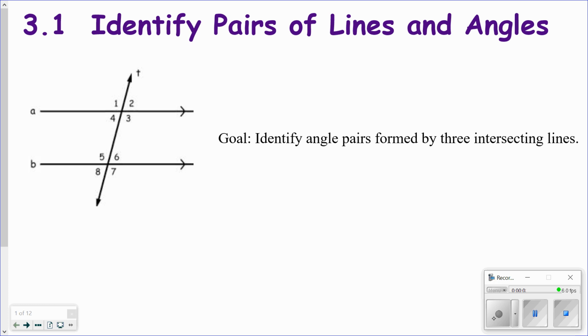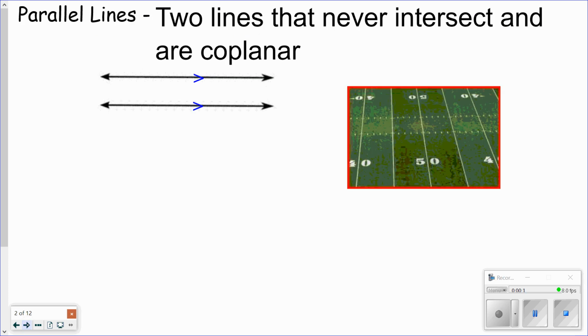Hi everyone, today we are going to start 3.1, which is identifying pairs of lines and angles. Parallel lines. Parallel lines are two lines that never intersect and are coplanar. And we know lines are parallel if we see this marking here. These arrows mean that those lines will never touch.